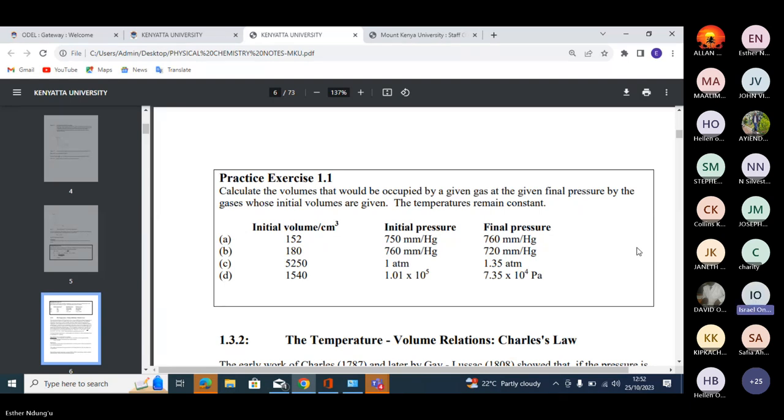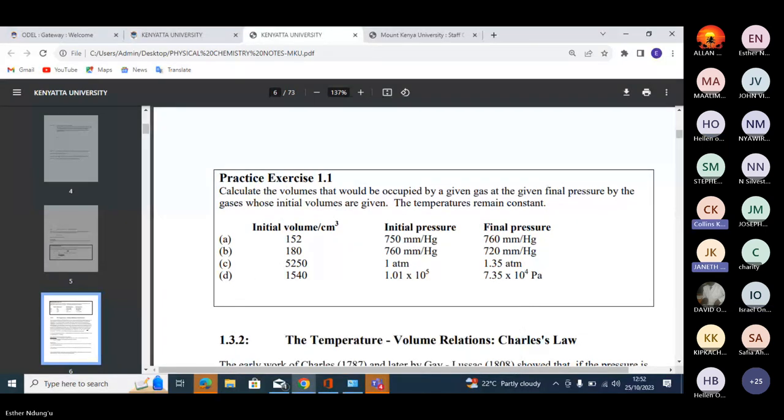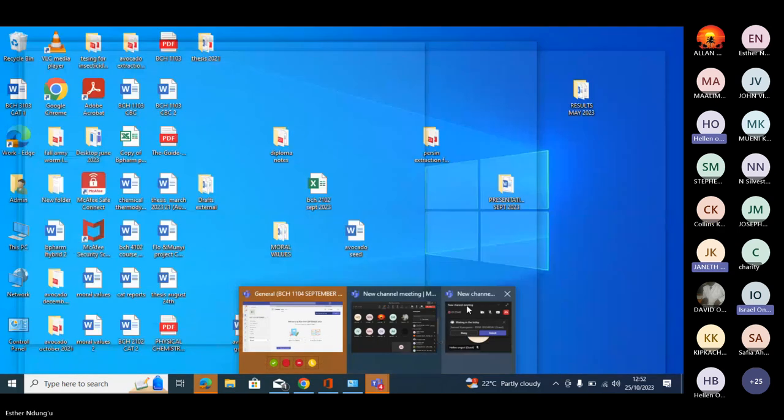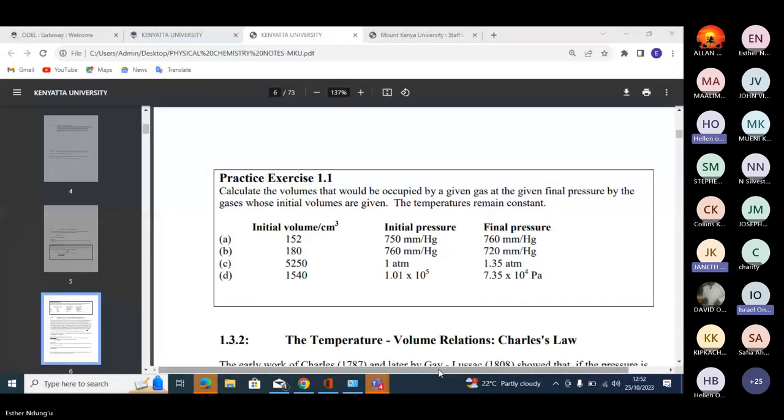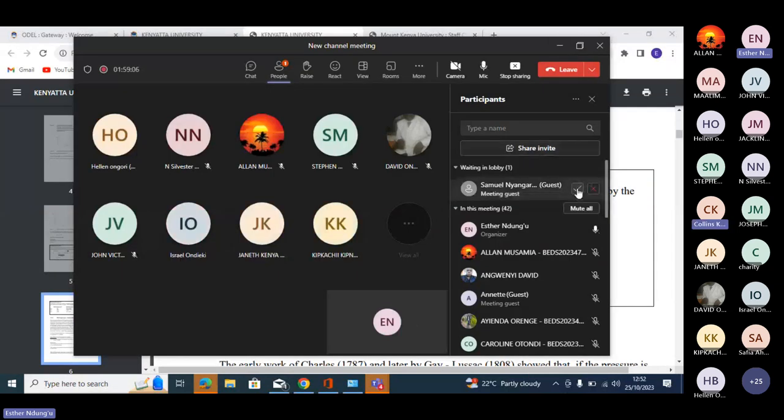Tell me your answers. I want to mark. Tell us yours first. The first question, did you get 150? 150. It is obvious. It is 150. The second one, yes, 150. So let us work the corrections together, and mark the last part, madam.